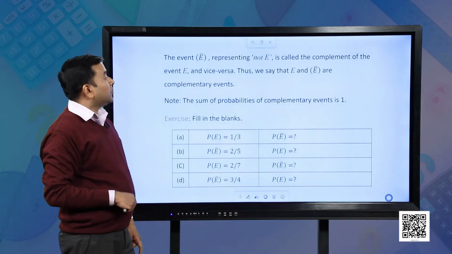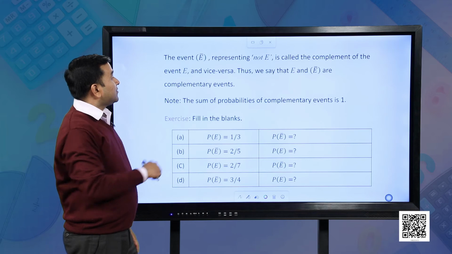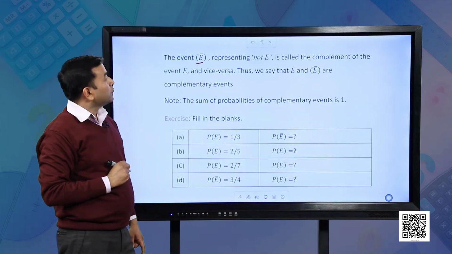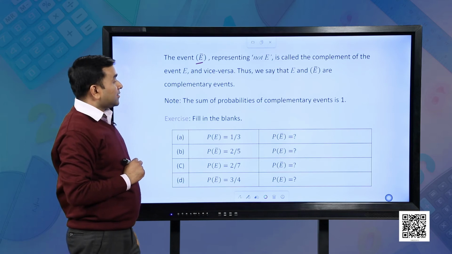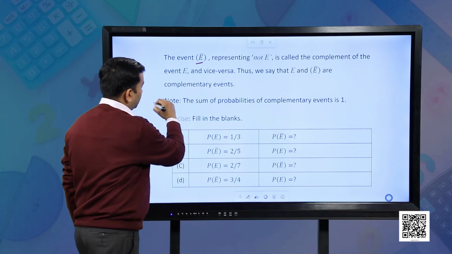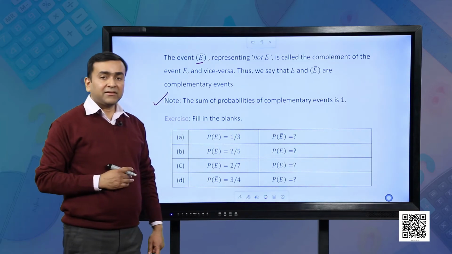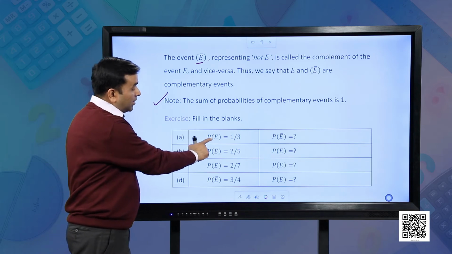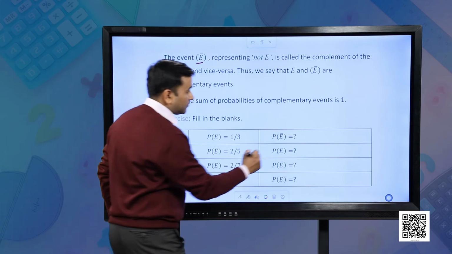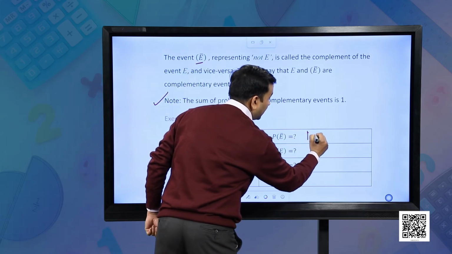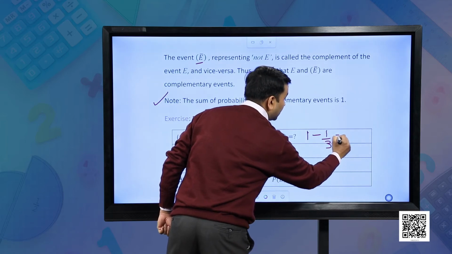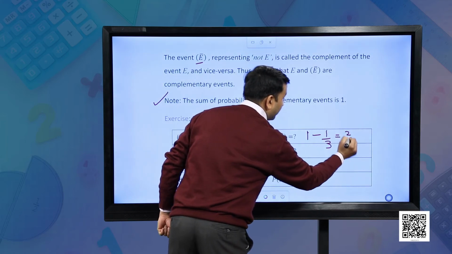What do we see? We see that the events E bar and E are complements of each other and the sum of probabilities of complementary events is 1. Let us do an exercise. If P(E) equal to 1 upon 3, then what is P(E bar)? Simply it would be 1 minus 1 upon 3, which is equal to 2 upon 3.